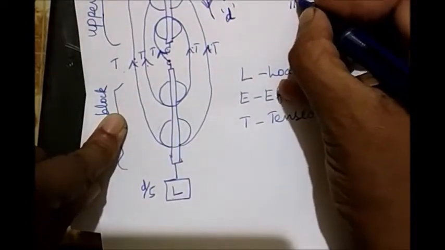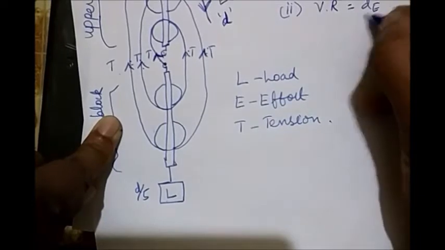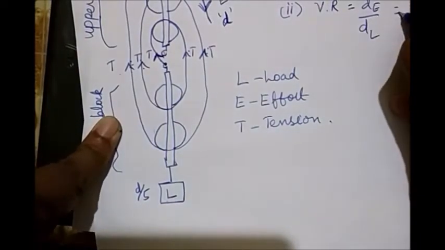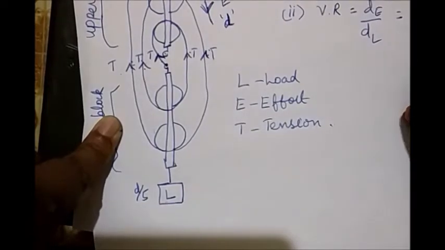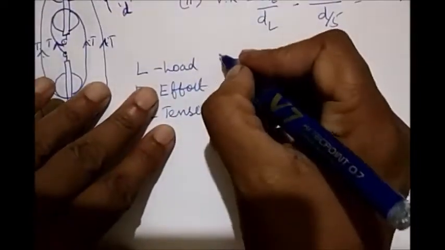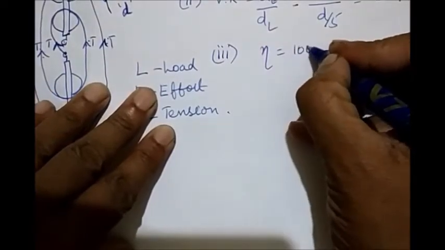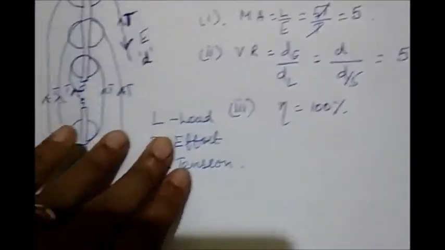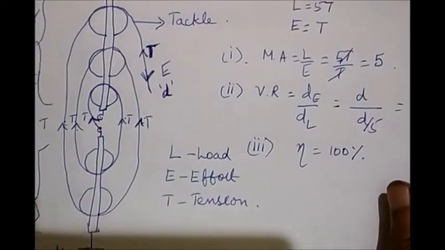So what will happen to my velocity ratio? Distance traveled by effort upon distance traveled by load. Distance traveled by effort is D and distance traveled by load is D by 5. So this will also come out to be 5. My velocity ratio is also 5 and efficiency as usual will be 100%. So this comes as a 3-mark question.